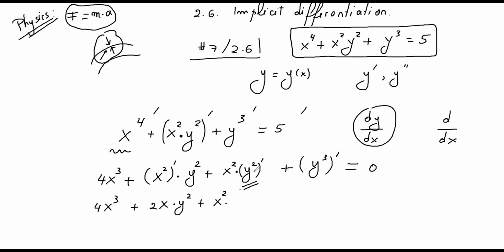So y squared prime. Remember, this y is a function of x. So when we do the derivative, we apply, guess what? The chain rule, the one we just discussed here. So that's going to be 2y, but we're going to say times y prime.